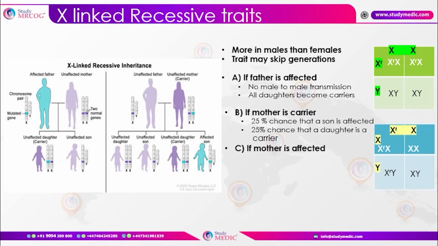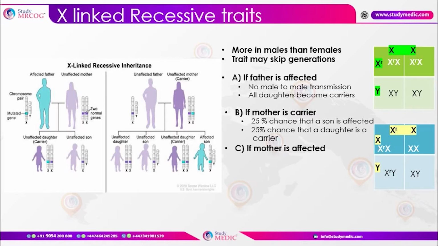They can ask you in different ways. So what is the percentage of daughters who is a carrier? 50% of the daughters will become carriers. How many percentage of offsprings are normal? 50% chance that the offsprings are normal. So on and so forth.